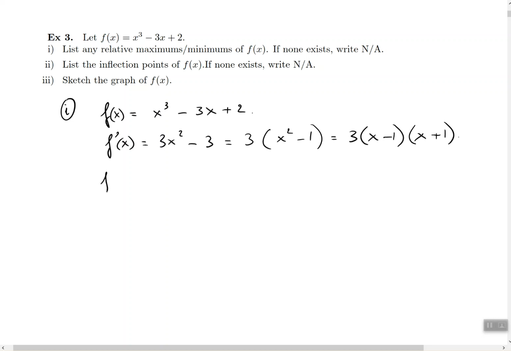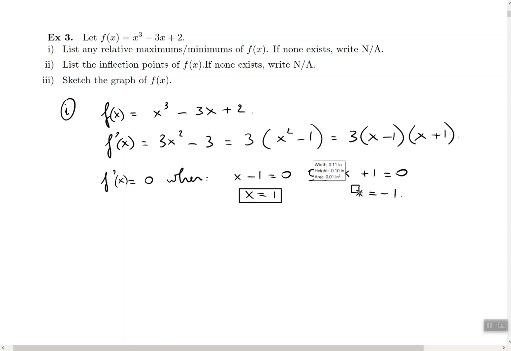So now, what makes the derivative equal to 0? This happens when either the x minus 1 is 0 or when the x plus 1 is equal to 0. And this happens when x is equal to 1. This happens when x is equal to negative 1. So far we have two critical numbers, and notice I ignored the 3 because the 3 itself can never be 0. 3 is always going to be 3 no matter what.